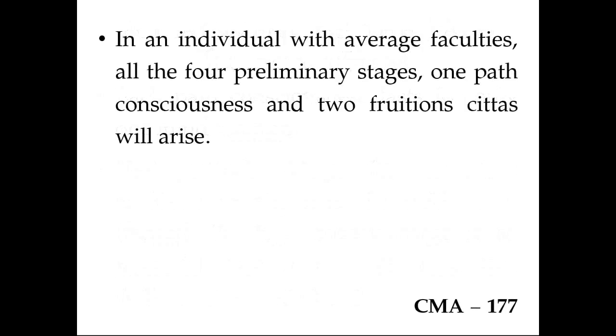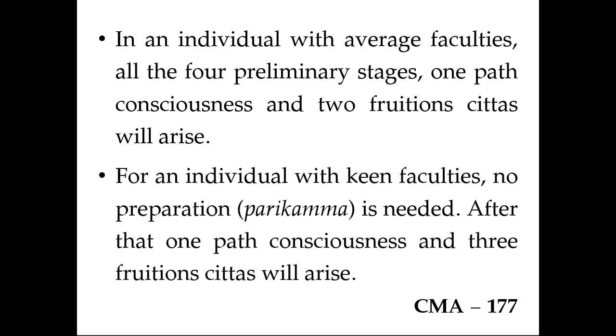Another one is, for the average faculties, we have four preliminary stages, then after that one part consciousness. Now after the part consciousness, Magga Citta and two fruition cittas, or two phala cittas, will arise. So that is the method. Another one is for the keen individual: no preparation, then after three preliminary stages, Magga Citta and three fruition cittas.